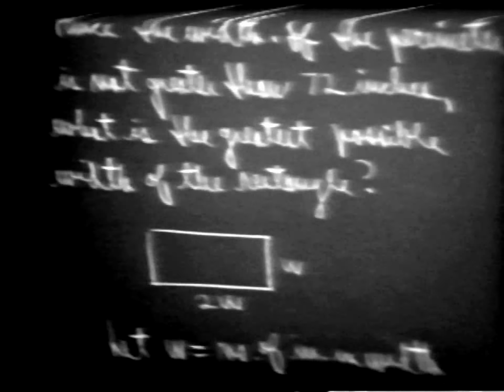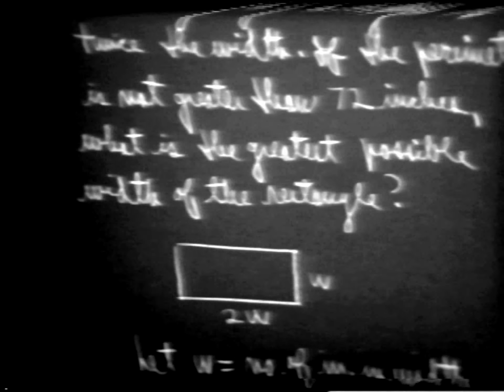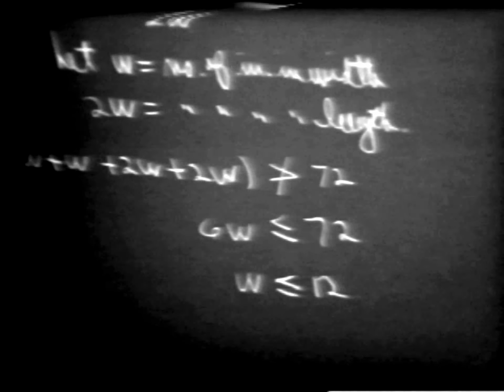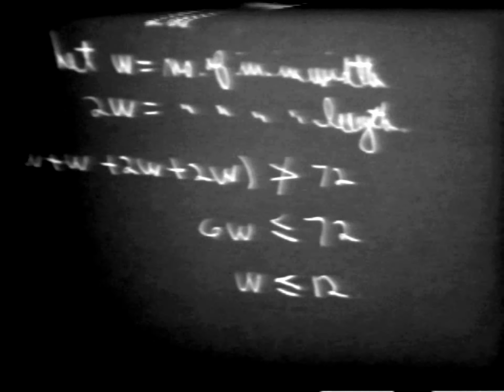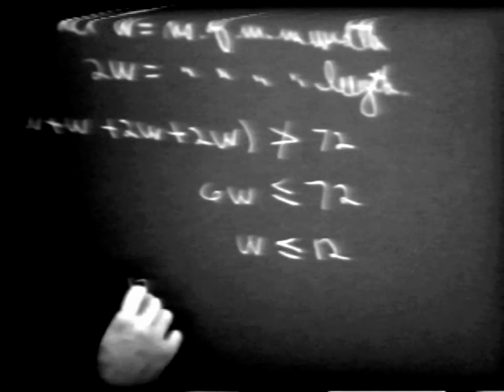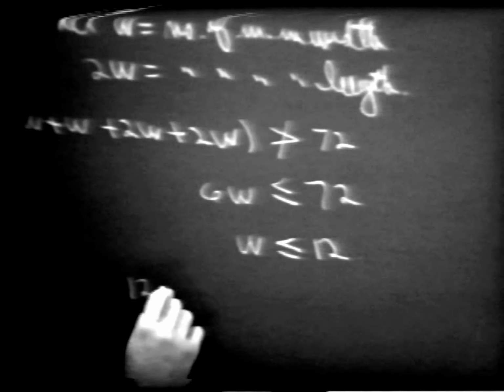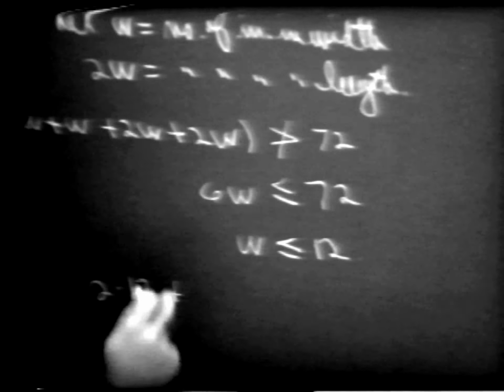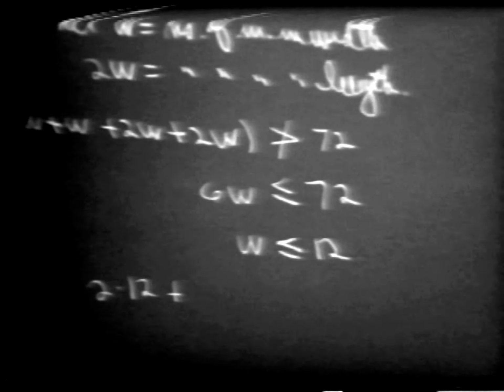And our width now is some number which is less than or equal to 12. What's your conclusion from that? Anybody? Kirby says, greatest possible width is 12. The greatest possible width is 12. Let's check that. If we have a greatest possible width of 12, right, we have what? 2 times 12 plus, right? That's for the 2 widths, and the length is what?